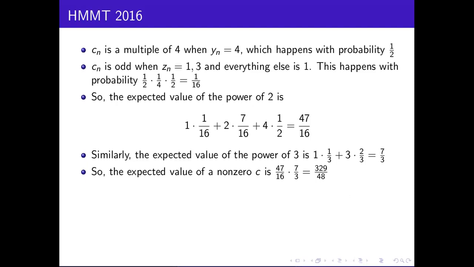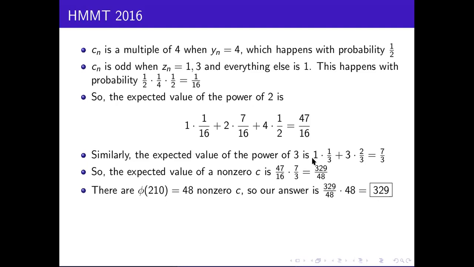So now that we know the expected value of C, we just have to multiply by the number of possible C to get our answer. And the number of possible C is just phi of 210, which is equal to 48. So our answer is 329/48 times 48, which gives us 329.